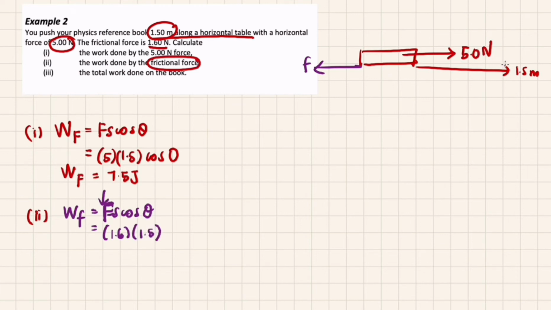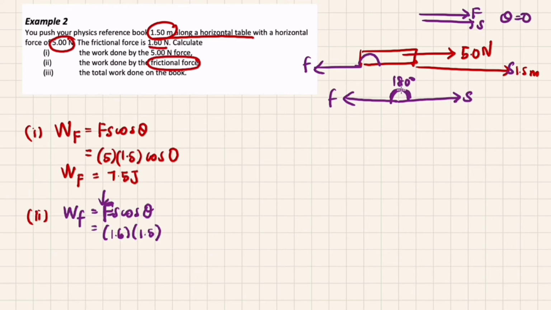And for theta, we look at the displacement going to the right and the friction going to the left. So the angle between the force and the displacement is 180 degrees. If I redraw it, the displacement is to the right and your frictional force is to the left, so the angle between them is 180 degrees. It is different from earlier, when the external force was to the right and the displacement was also to the right, so theta was 0. For this one, theta is 180 degrees, so we put in cos 180 degrees. When you press your calculator, you will get negative 2.4 joules.